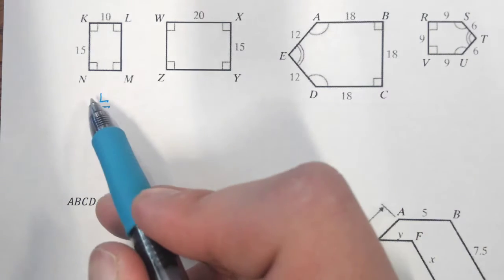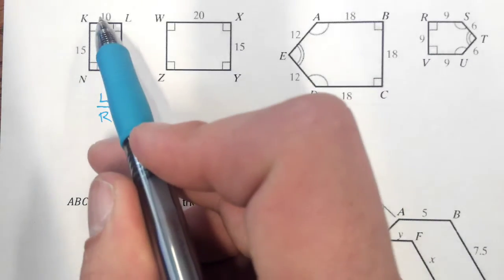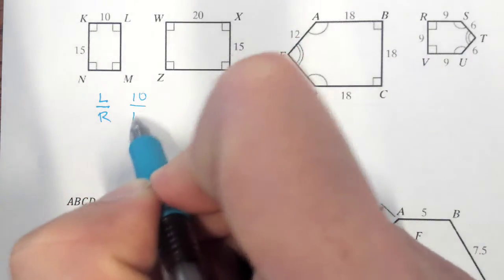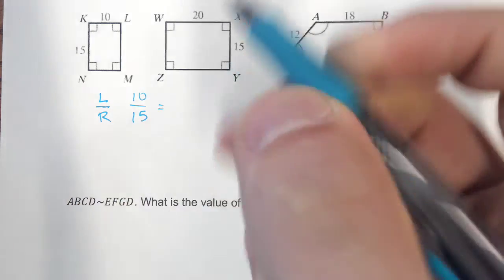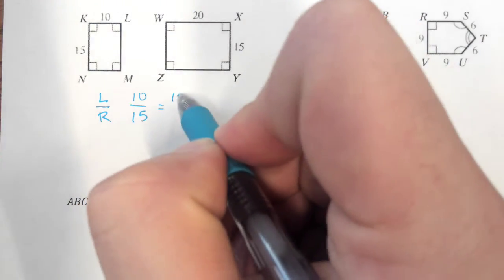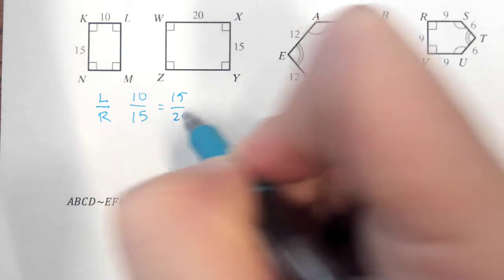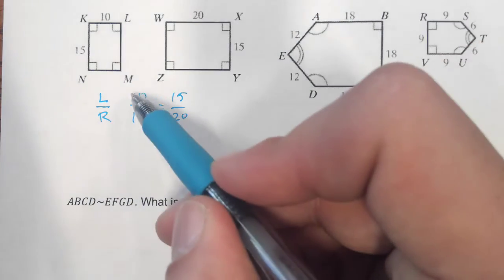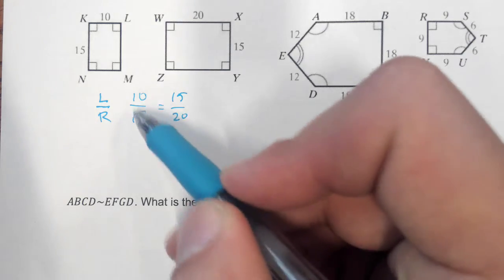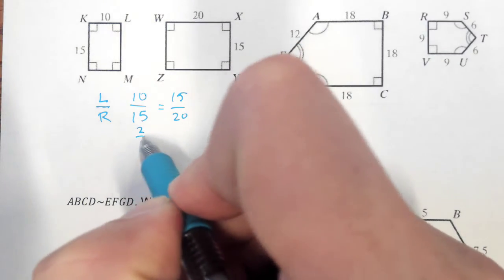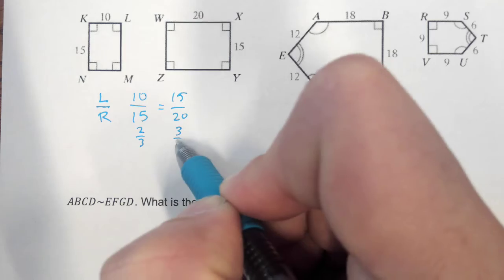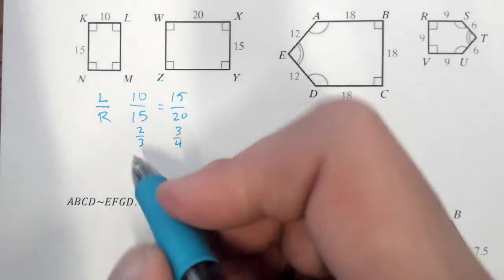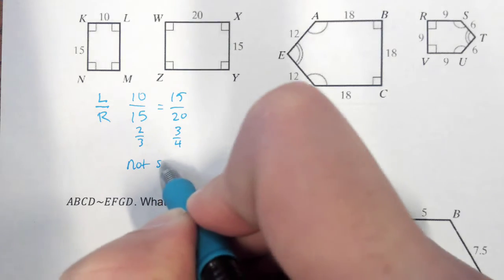Okay, so I'm going to do left to right. Notice the short side 10 corresponds to the short side 15. We want to know, is that equal to 15 to 20? So let's reduce those. That reduces by 5 to 2/3. Divide by 5, and this one is 3/4. Are those equal? No, those are not the same numbers. Not similar.